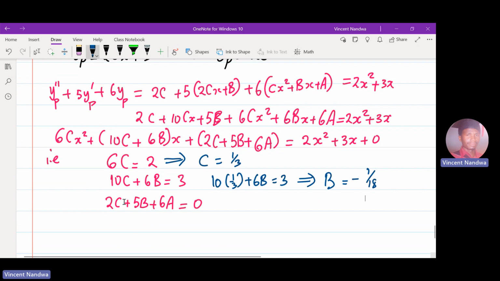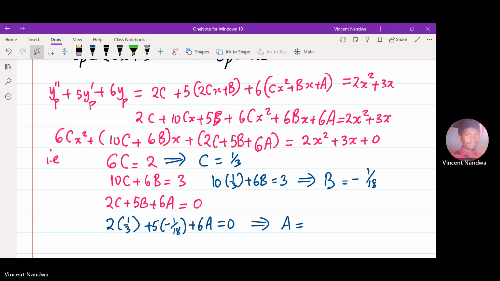So we can get the remaining unknown a. So 2c is two thirds, b is given by -1/18, and then plus 6a equals 0. Do the necessary and tell me the value of a. Don't be scared by what you get.